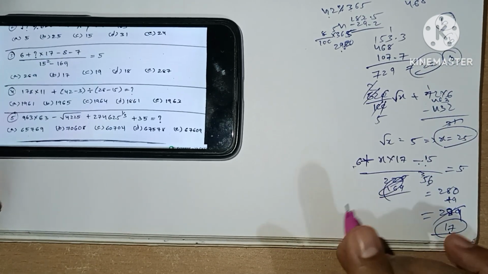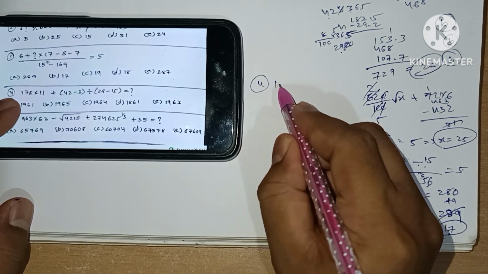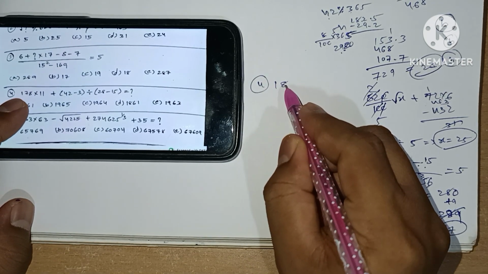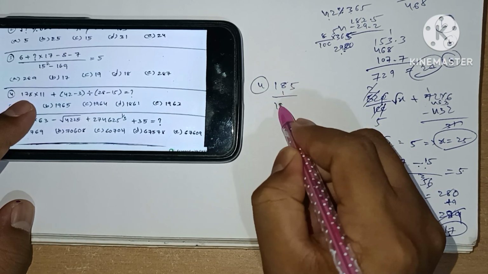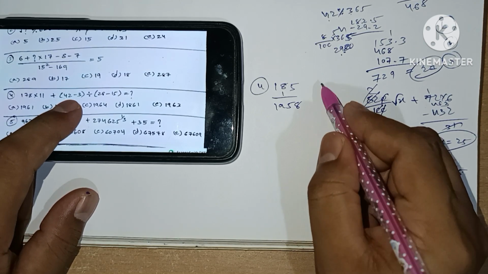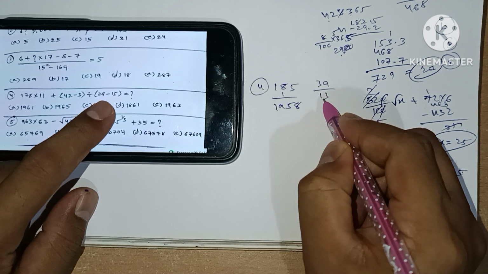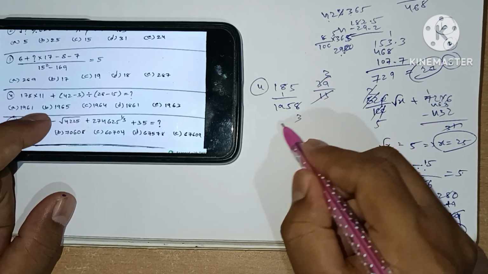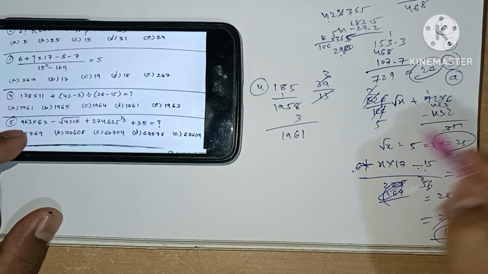Next, fourth question, 178 into 11, so 7 plus 1 is 8, 7 plus 8 which will be 15, so 1958 and the unit digit is 8. Next, 42 minus 3, 39 divided by 28 minus 15 which will be 13, 3 times, so adding 3, 1961, option A is the answer.